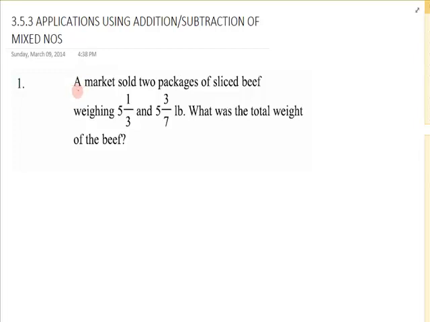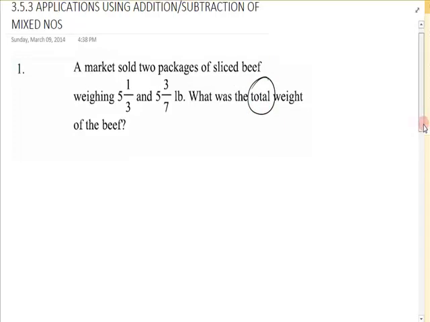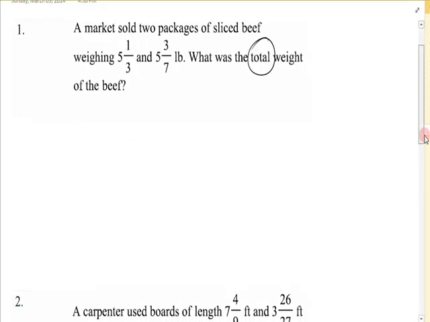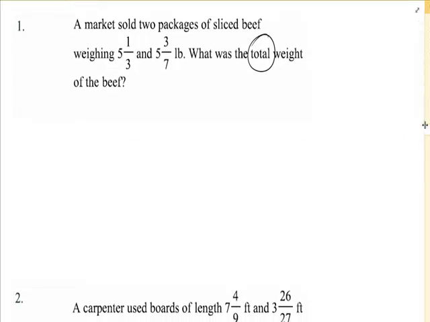The first one says, a market sold 2 packages of sliced beef weighing 5 1/3 pounds and 5 3/7 pounds. What was the total weight? A key word is total. Usually when you read the word total, it tells you to add the quantities. So to get the total weight, I'm going to take 5 1/3 and 5 3/7, and I'm going to add them together.